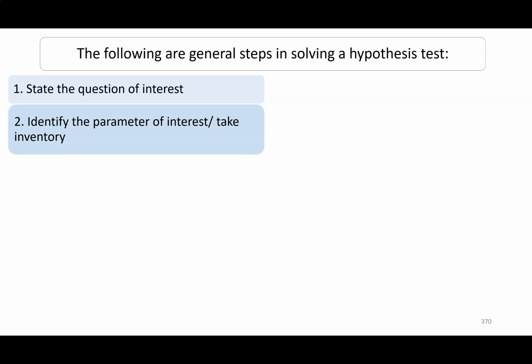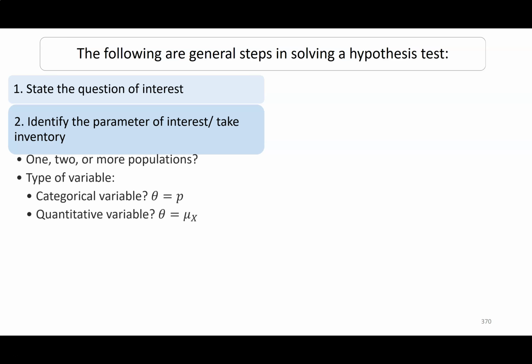Step 2 is going to be identical to last week. Identify the parameter of interest / take inventory. So if we are dealing with 1, 2, or more populations, at least in Stat 201, we're going to pretty much stick to one population. And then what type of variable are we collecting? If it's categorical, we're looking at testing a proportion. If it's quantitative, we're going to be testing the mean. At least for week 7 and 8, we're going to be sticking to a quantitative variable.